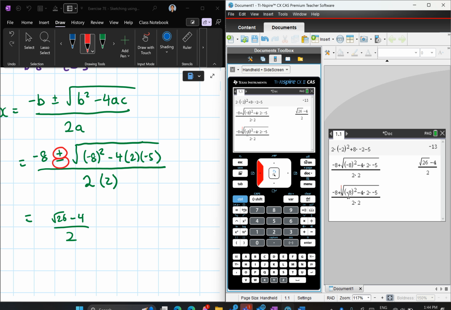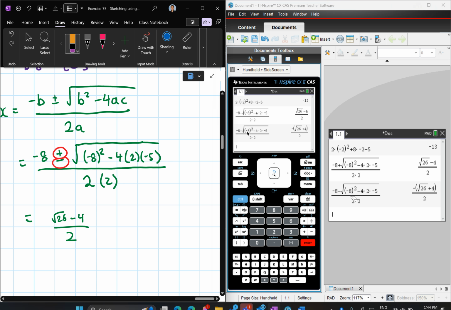So I'm going to edit it to minus now. So minus, and then you press enter. And what you can see there, if you expand the brackets, x is either equal to this. This is one possible answer.